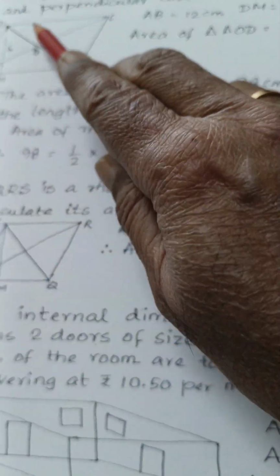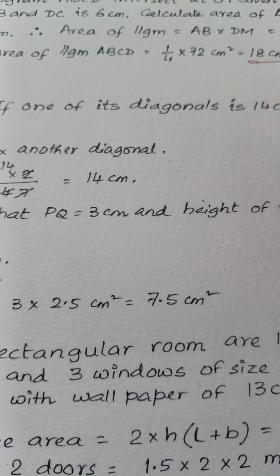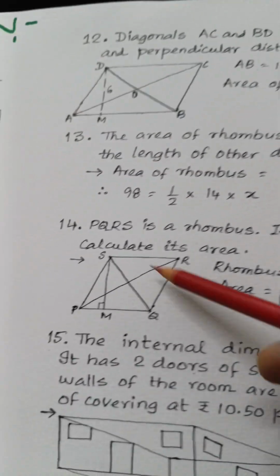Therefore, area of triangle AOD is equal to 1/4 the area of parallelogram. This is 18 square centimeter.